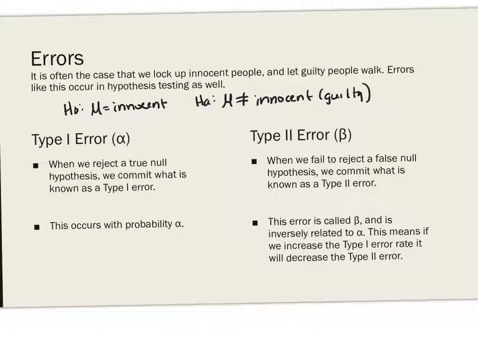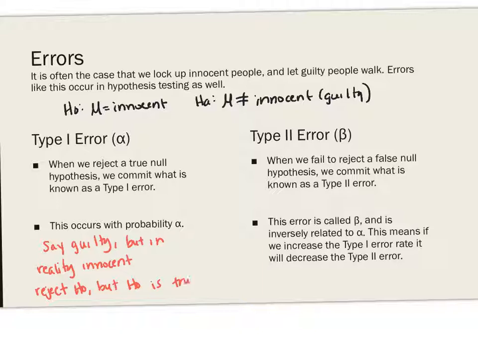So here's how it starts off. You say guilty, but in reality, they're innocent. So what have you done to say somebody was guilty? Well, you had to reject H0, but the error was that H0 is actually true. So here is the error that occurred. This is a type 1.